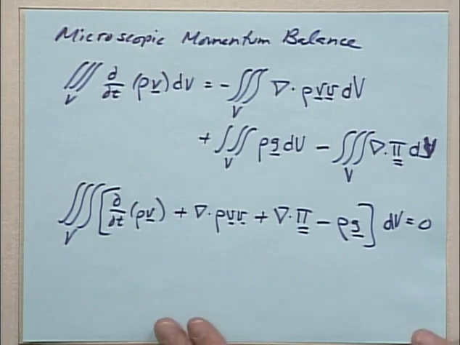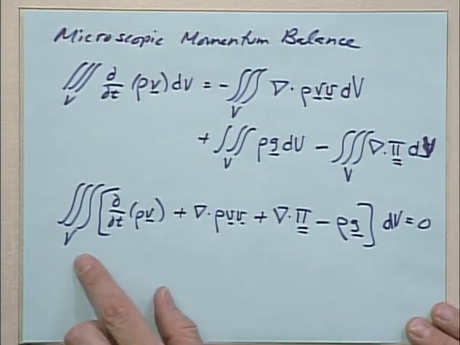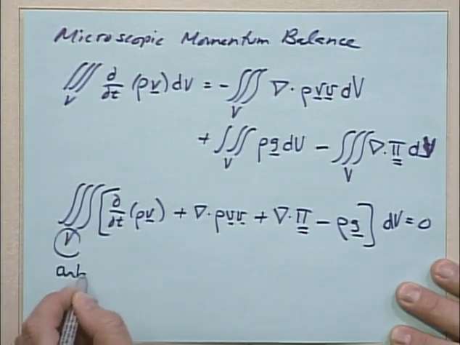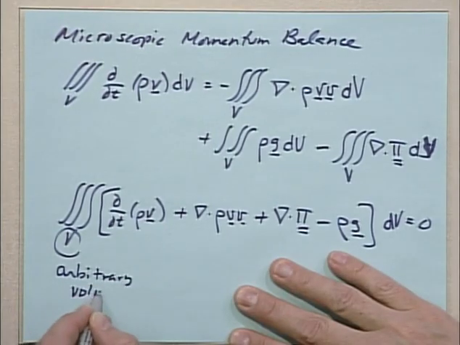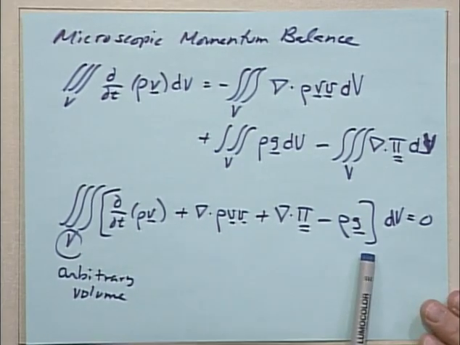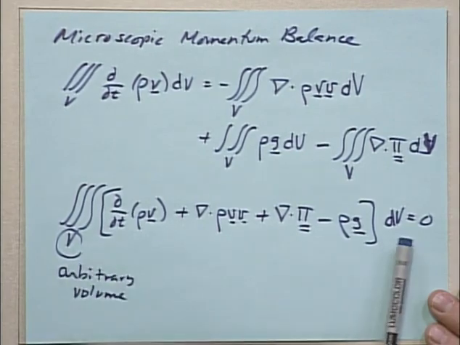Now this is the same point that we made in the mass balance. We're taking an integral over a fixed volume V, but it's a fixed arbitrary volume. Arbitrary means we can pick any volume we like. Any volume, big, small, any size, any shape. We can apparently integrate this combination of things over any volume, any shape, any size, and we will always get 0.